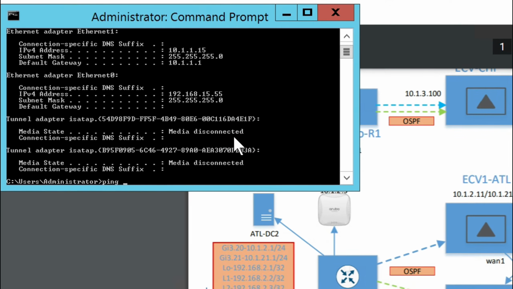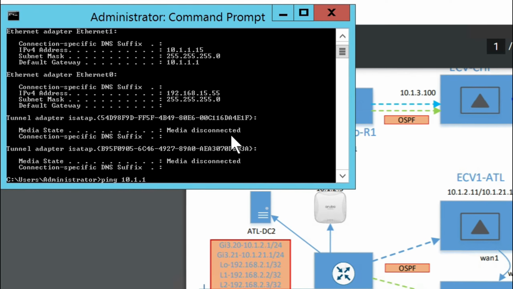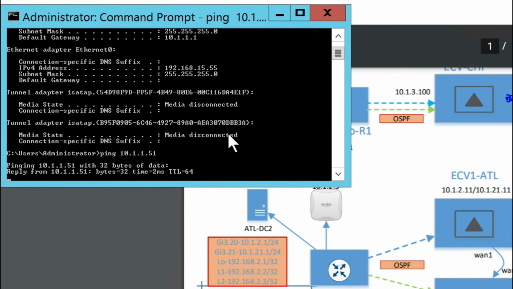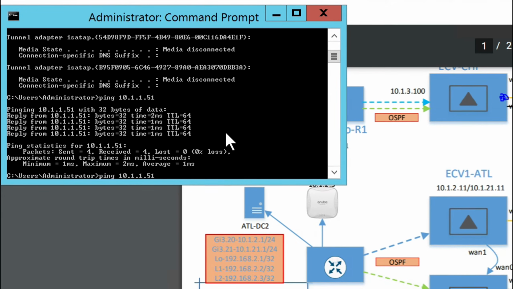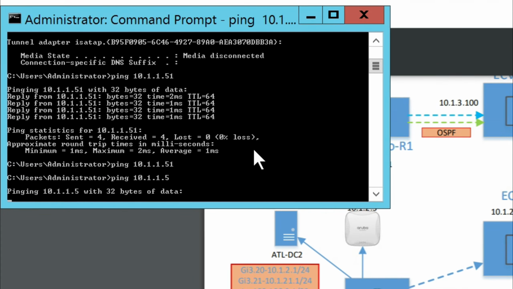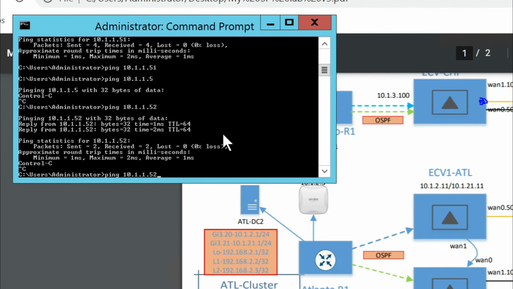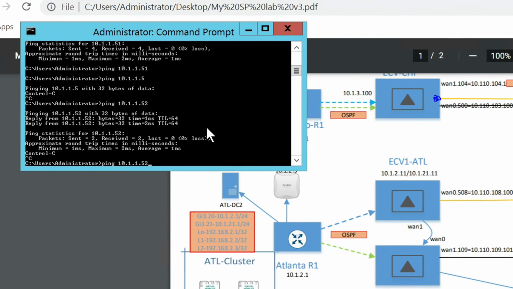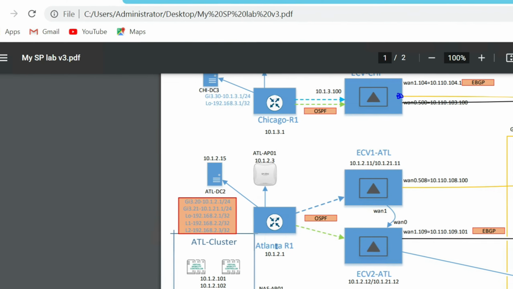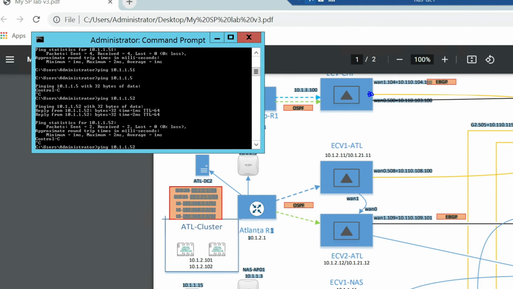Can I ping my mobility conductor? I can. How about the second one? Sure, I can do that. Okay, so this is still a layer 2. What about pinging something in Atlanta, this particular device right here? Why not, right? Let's take a look at it.